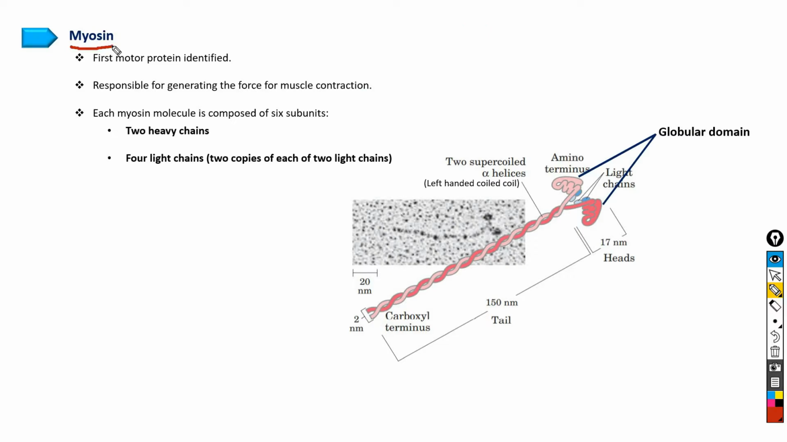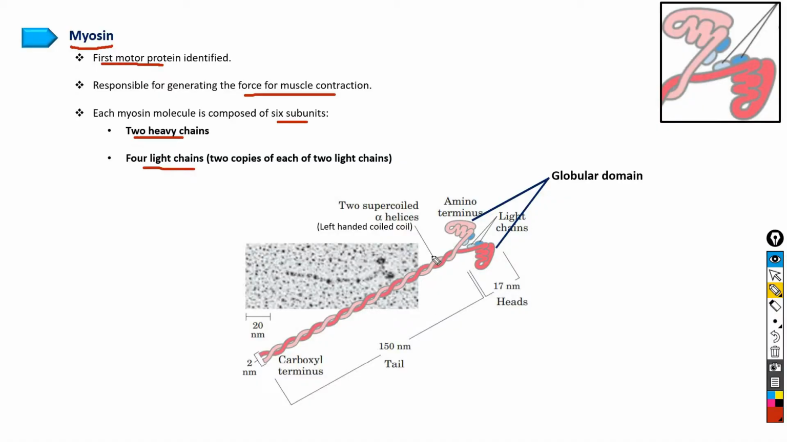The myosin protein of skeletal muscle is the first motor protein identified, and it is responsible for generating the force for muscle contraction. Each myosin molecule is composed of 6 subunits, 2 heavy chains and 4 light chains. Here the figure represents the structure of a single myosin molecule, which is made up of 2 heavy chains and 4 light chains. And it is the heavy chains that account for much of the overall structure of the myosin molecule.